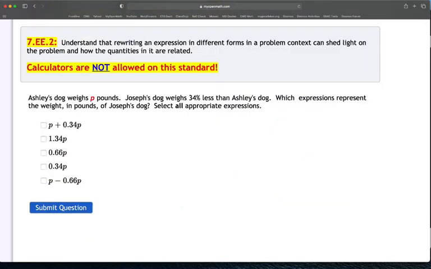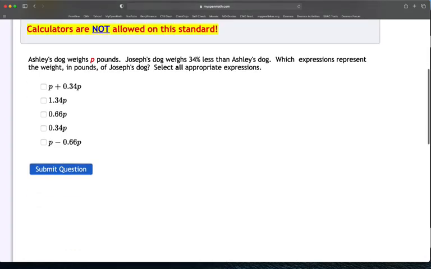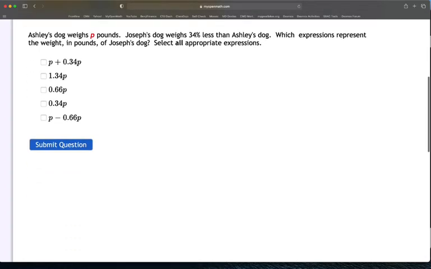In the standard 7.EE.2, where we are asked to understand that rewriting an expression in different forms in a problem context can shed light on the problem and how the quantities in it are related. Remember, calculators are not allowed in this standard. We may be presented with this problem. Ashley's dog weighs p pounds. Joseph's dog weighs 34% less than Ashley's dog. Which expressions represent the weight in pounds of Joseph's dog?